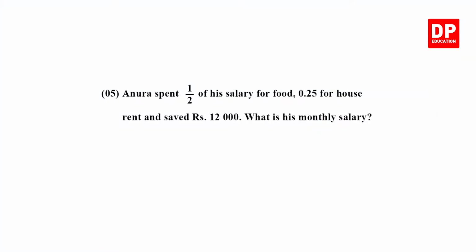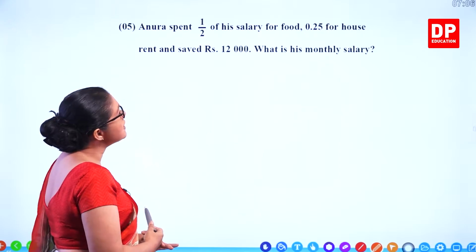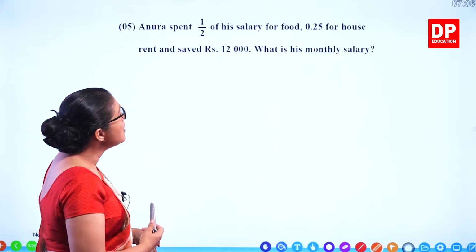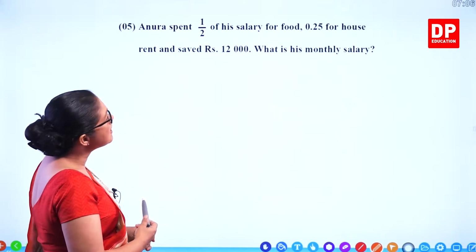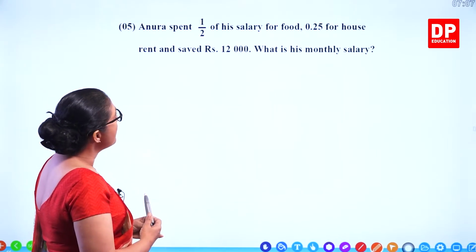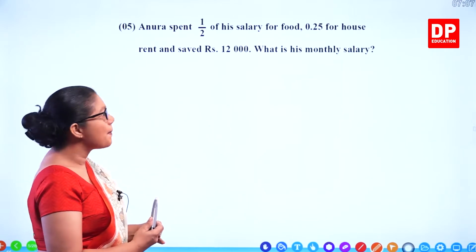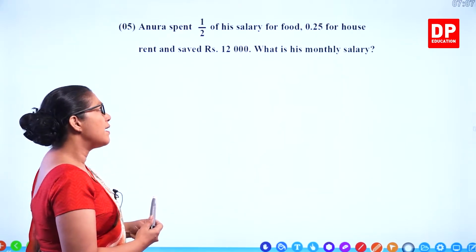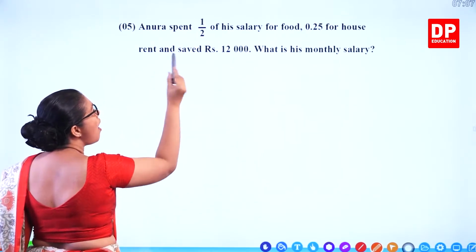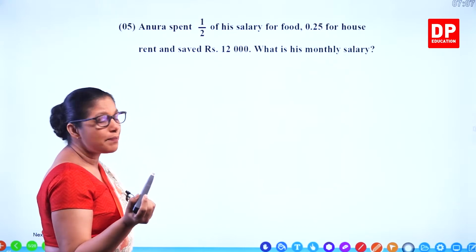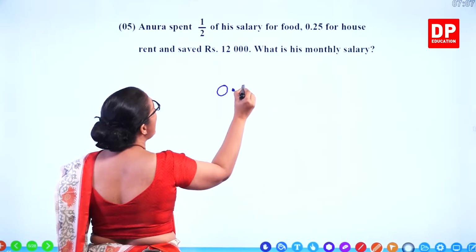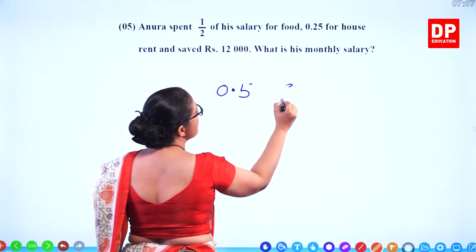Let's do question number 5. Anura spent half of his salary for food, 0.25 for house rent and saved 12,000 rupees. What is his monthly salary? So look carefully. It says half of his salary for food. 0.25 means what's the fraction? You can convert to a fraction or a decimal. So we can easily do half as a decimal. What's the value? 0.5. So here 0.5 for food.